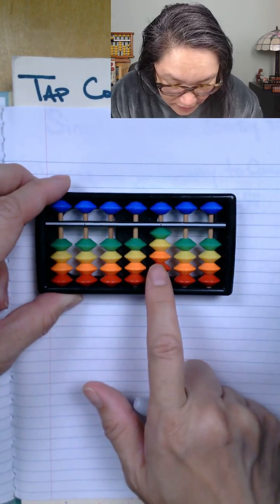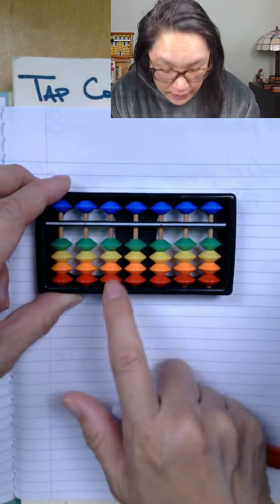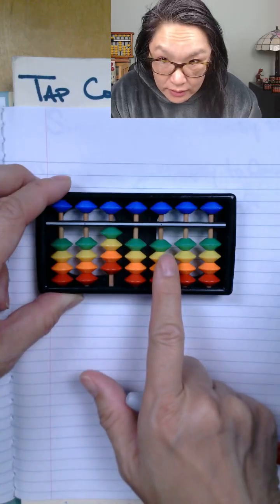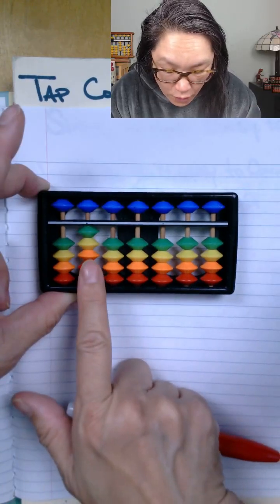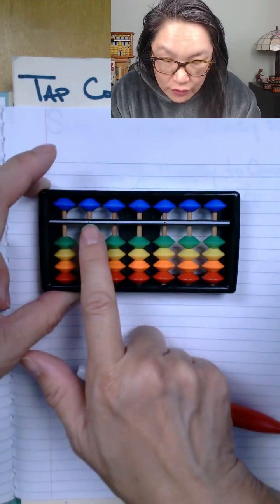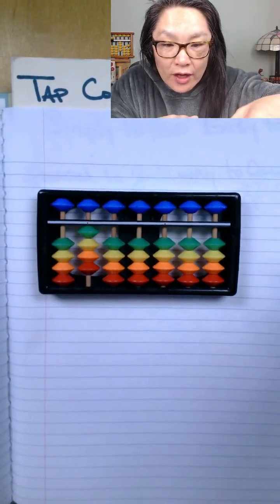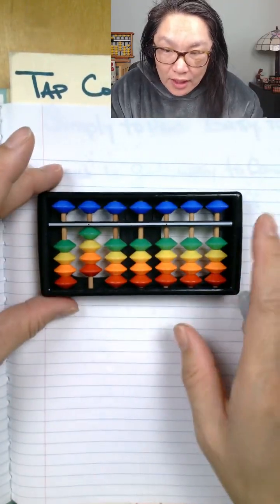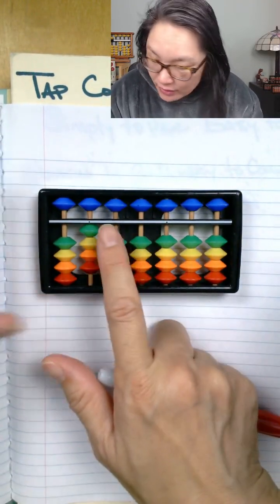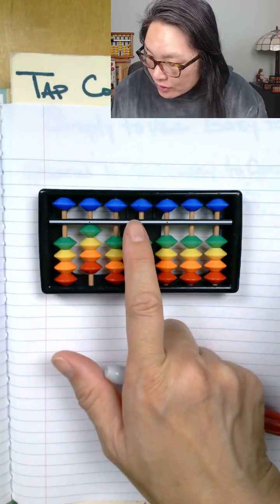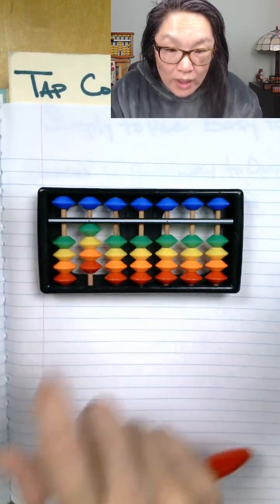Now, we know that this is 4, this is 40, this is 400, okay? This is 4,000. If you notice the dots, thank you so much for the follow, these dots are my indicators. My indicators tell me which is my ones place.